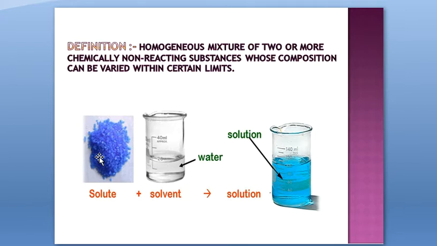Since we're talking about solutions, we need to know the basics, what a solution is and what a solution is composed of. As far as the definition is concerned, we define it in simple words that a solution is a homogeneous mixture of two or more chemically non-reacting substances whose composition can be varied within certain limits.